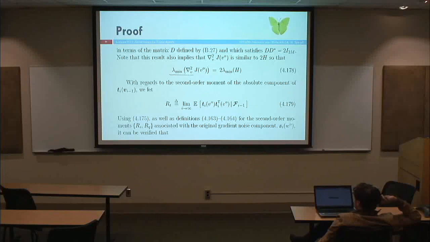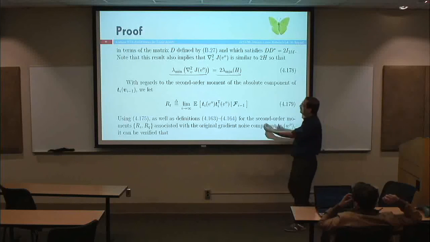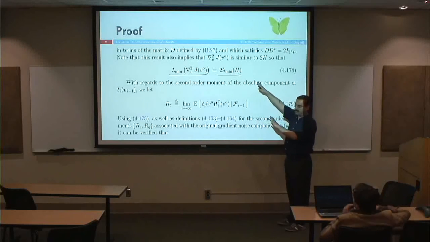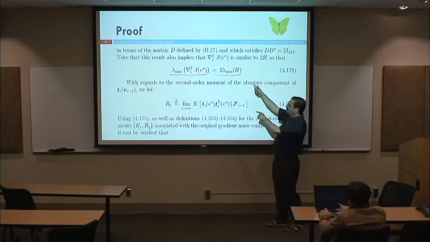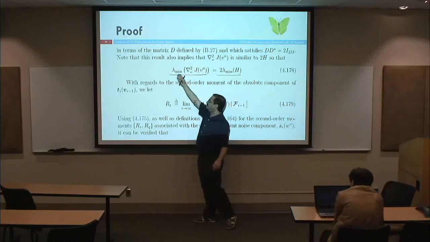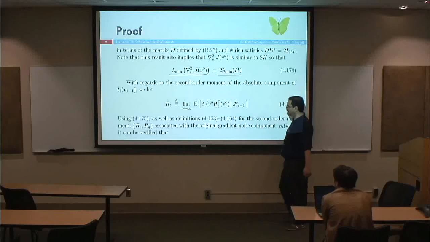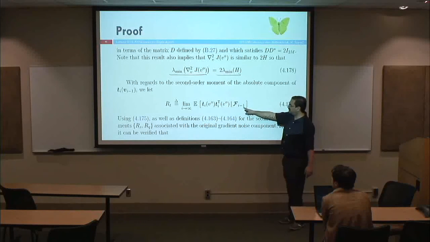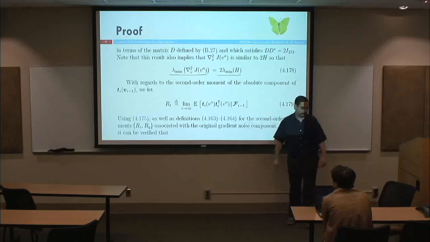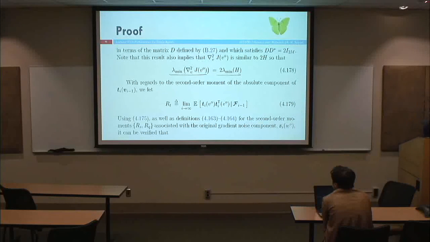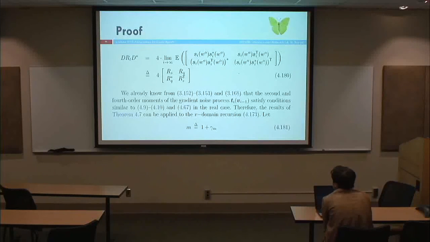That's where this relation comes from, that the minimum eigenvalue of the Hessian in the real domain is 2 times the minimum eigenvalue of the Hessian. This is useful because once I write what the convergence rate is in the real domain, I replace lambda min by this, and I will get it transformed into the complex domain. Now let's find this limit here. To find that limit, this is the calculation I'm going to do.